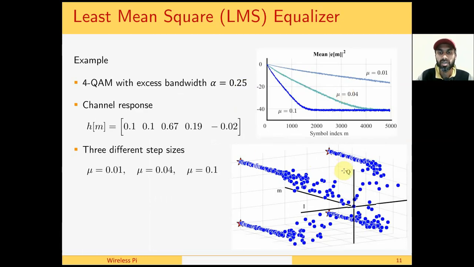This is a dynamic scatter plot where we can see the convergence of the modulation symbols towards their actual values, and we can see that the effect of the channel is gradually reducing with time.